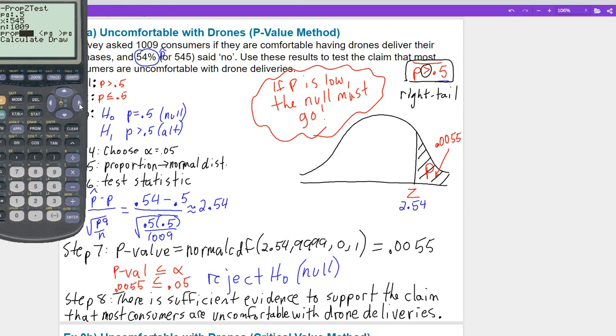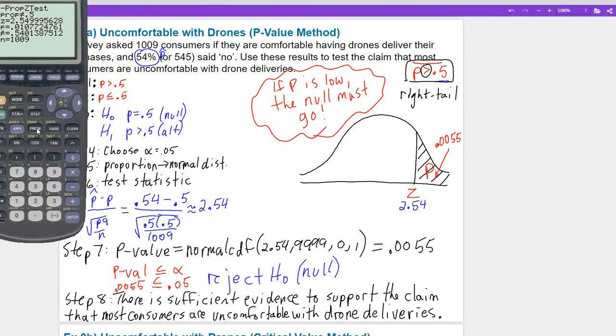And then you have to choose whether it was equal or not equal, less than, greater than. Since this problem was greater than, we're going to pick greater than, and we're going to calculate. So notice they give you a z-value, and this rounds off to 2.55, so we're a little bit off when we did it by hand, but it's close enough that who cares. That's our z-value. We can see a p-value.